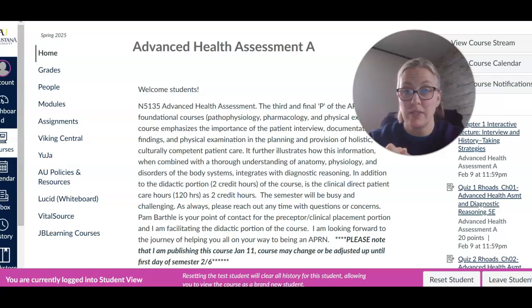So for the first 3 weeks of the course, what we focus on is the history part, and it is just as important as learning the physical exam part. I would honestly argue in some ways it could be more important, truthfully. It's one of the places that we as clinicians can make the biggest errors, is when we rush through the history and physical part of it.